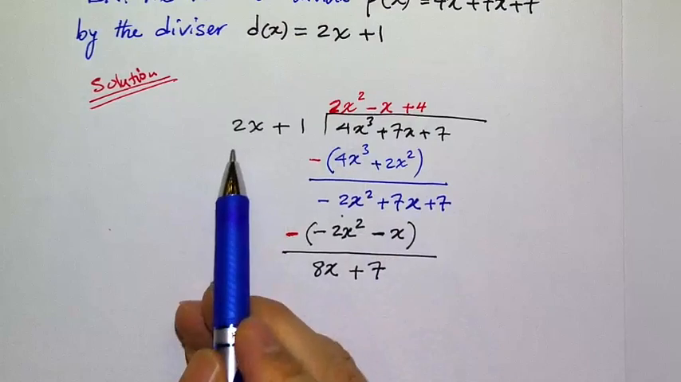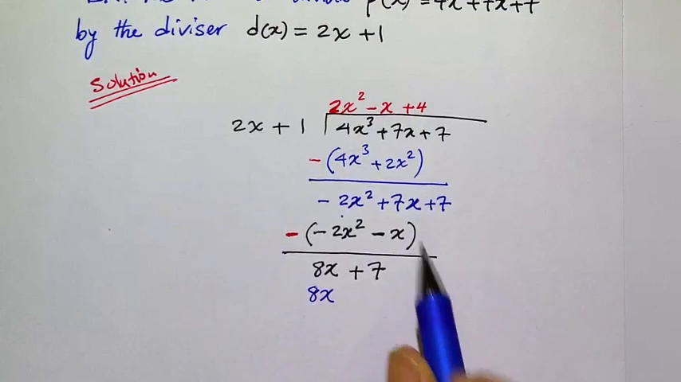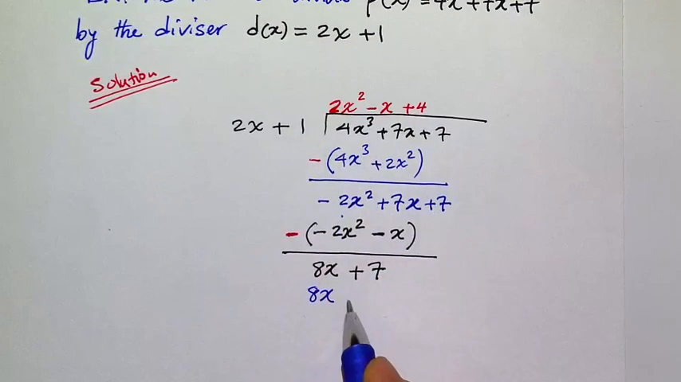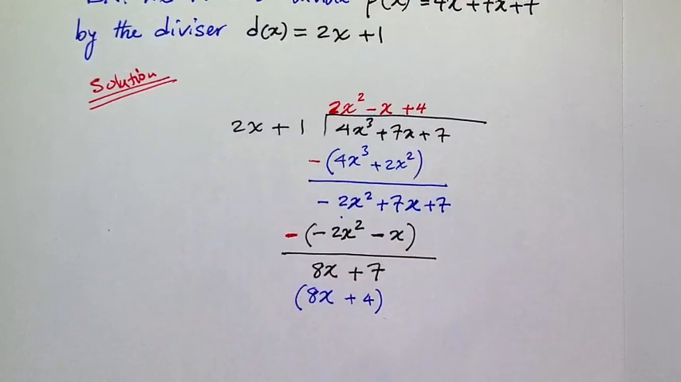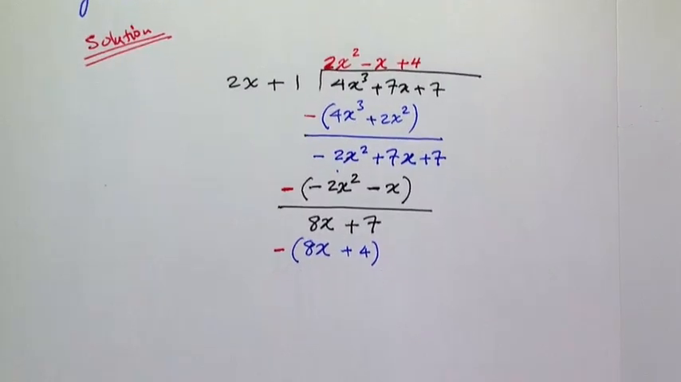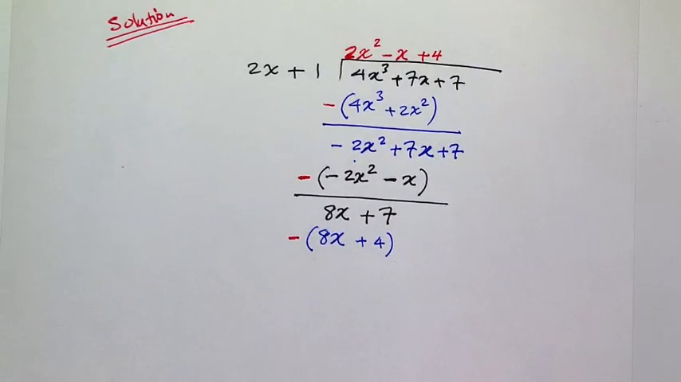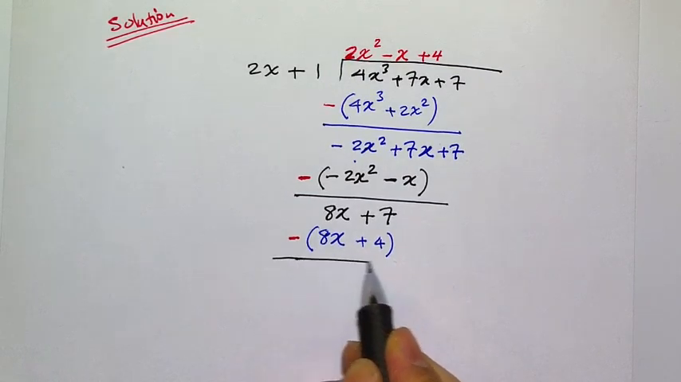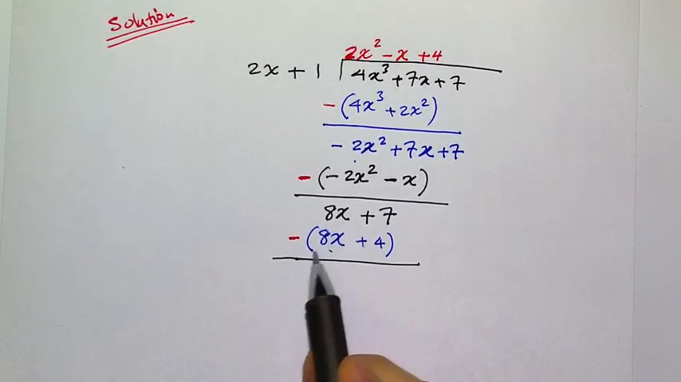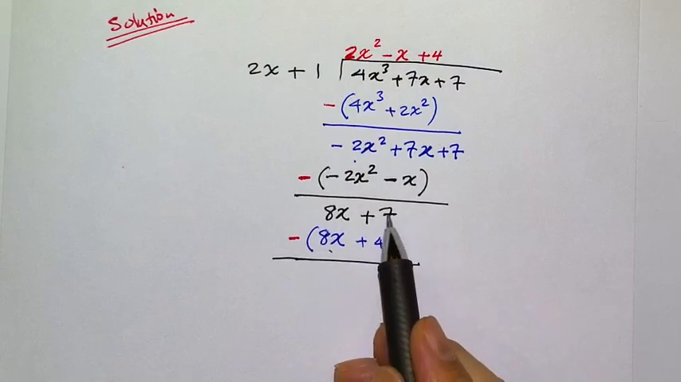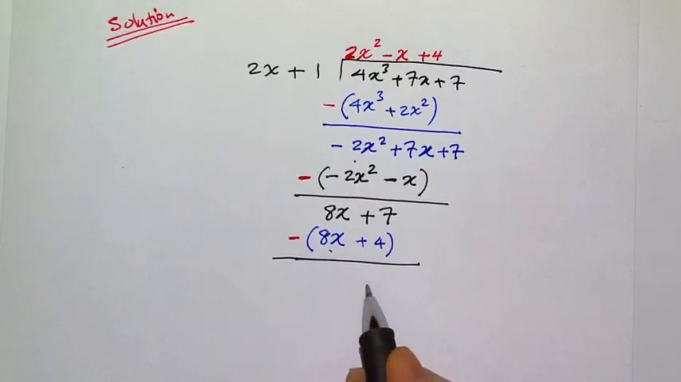So we have 4 times 2x, 8x. 4 times plus 1, that's plus 4. We're done distributing, so we have to subtract this from the expression above it. And so 8x minus 8x, that's just 0. 7 minus 4, we end up with 3.